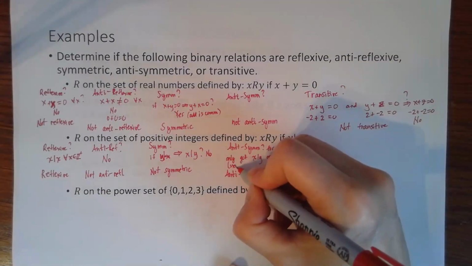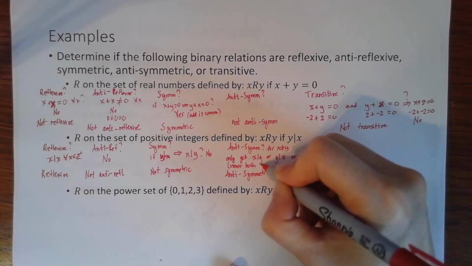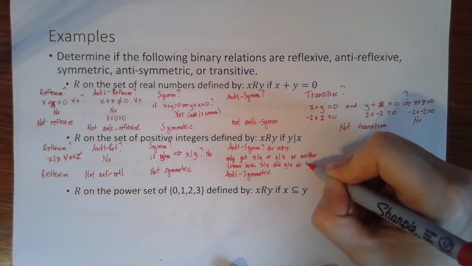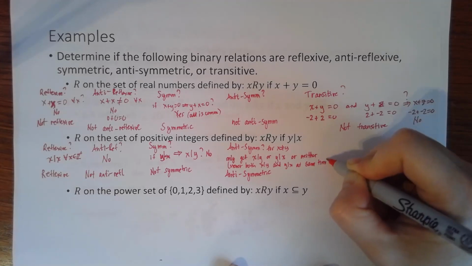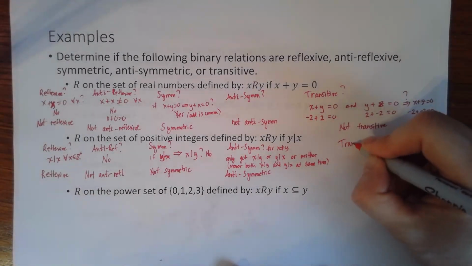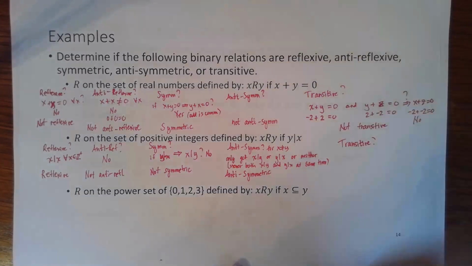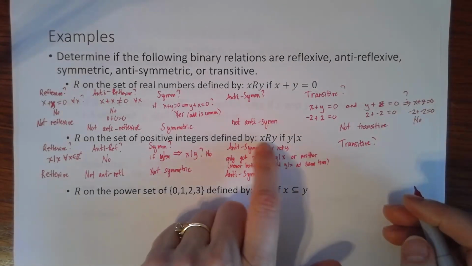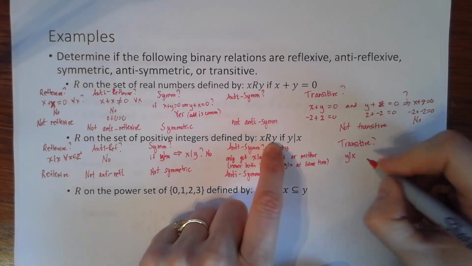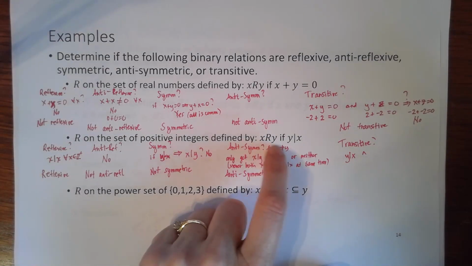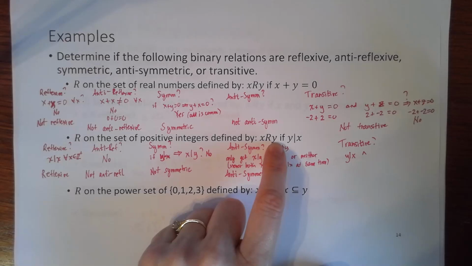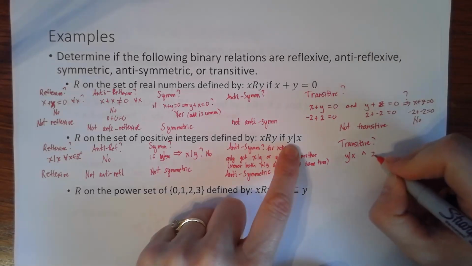Okay, so we'll never get both x divides y and y divides x at the same time. All right, and then is it transitive? Okay, so let's say we had x related to y. That means y divides x. So x related to y and y is related to z. If y is related to z, that means z divides y.